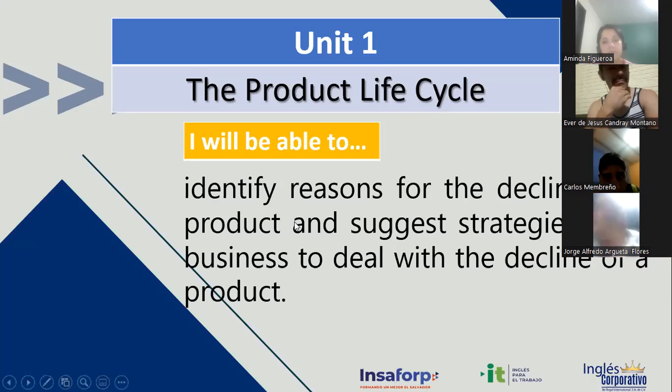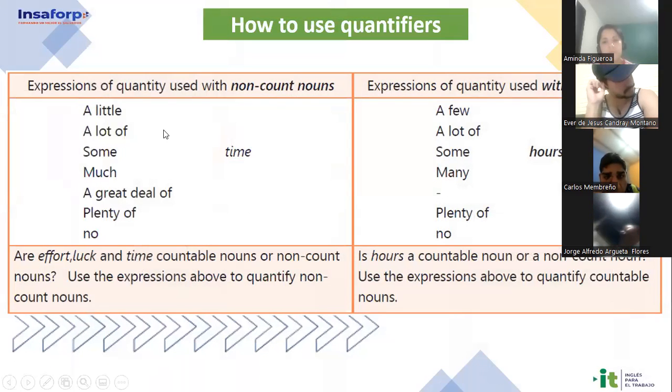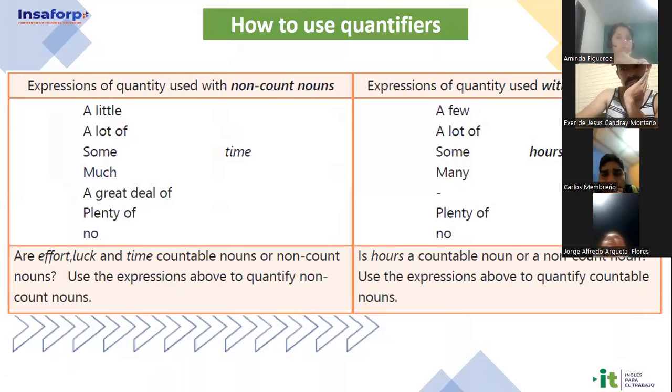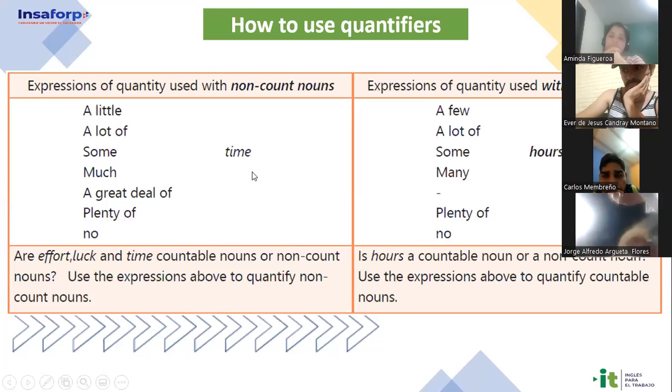To work with this, we're going to work with quantifiers. So look, class, expression of quantity used with non-count nouns. Remember, non-count nouns are things that you cannot count. They are not separable. You cannot separate them. You cannot count them, right? And they always have a singular form, right? It's not plural, but singular, right? For example, time. Time is not countable. Water, oil, okay? Conflict, hunger, what else? Cream.